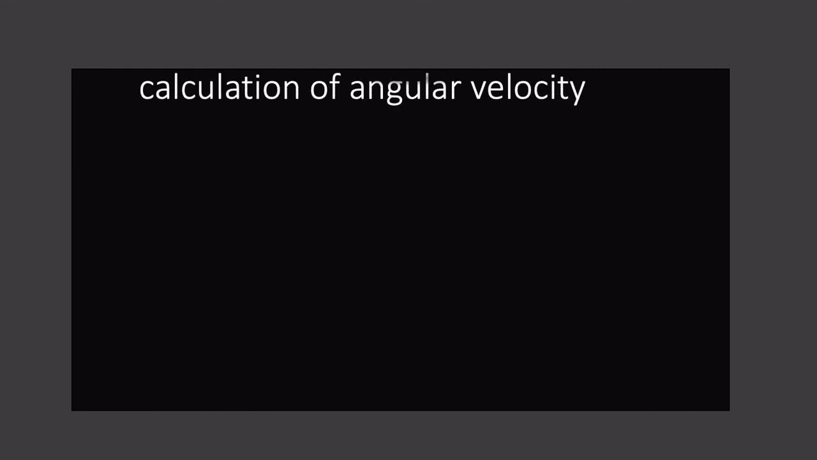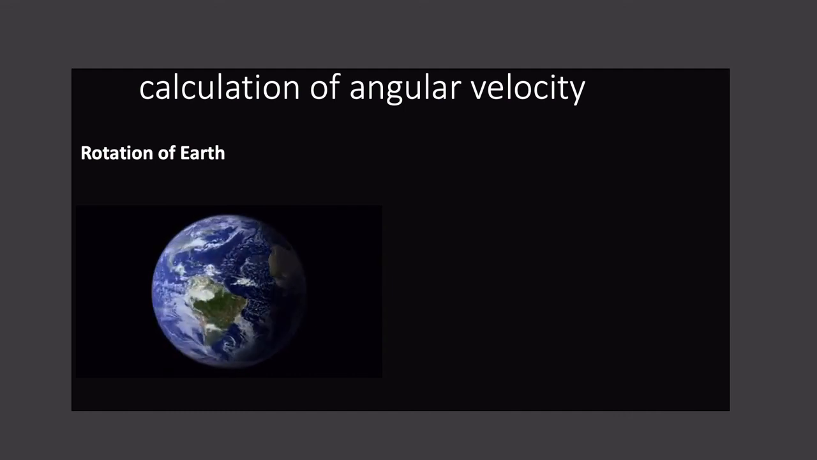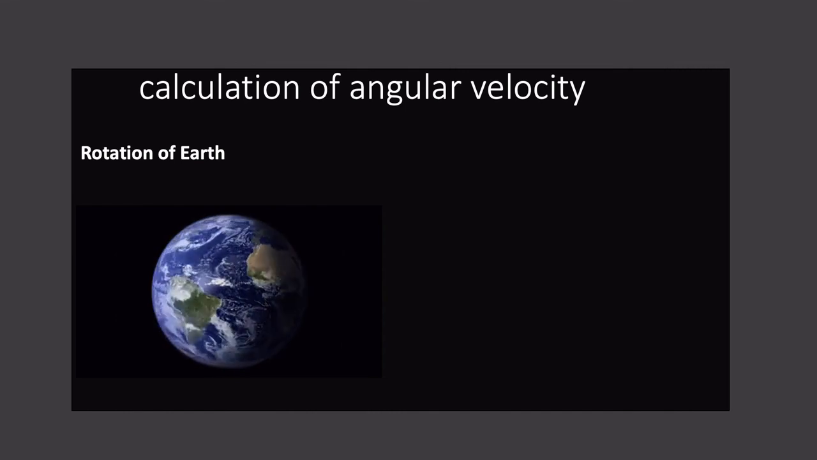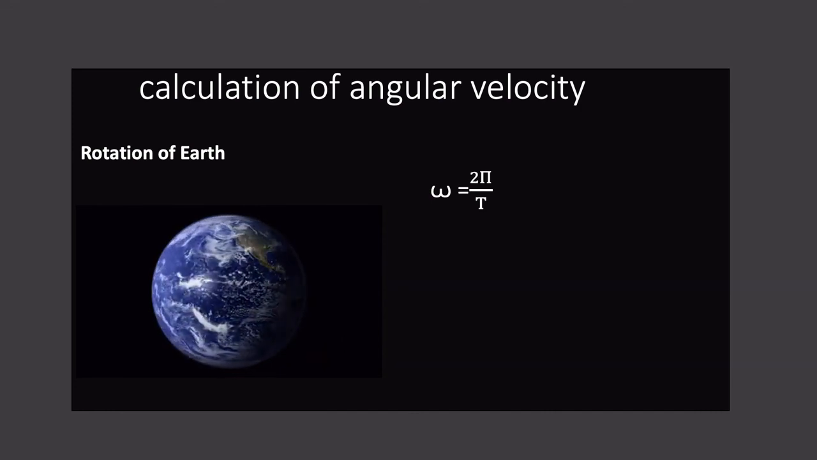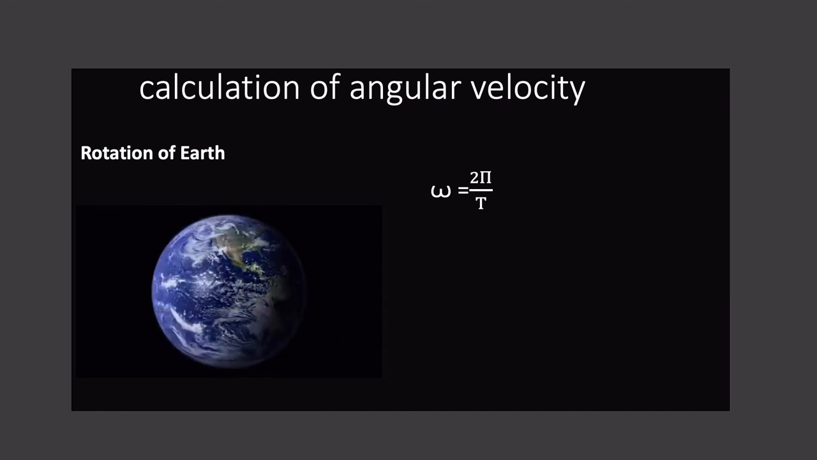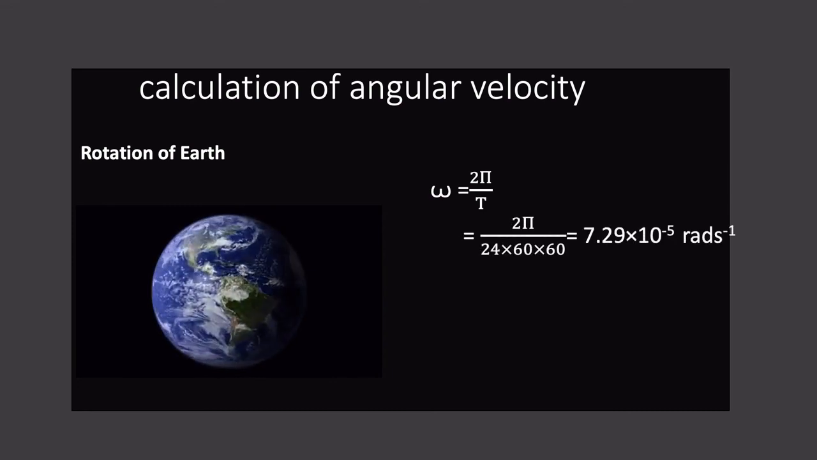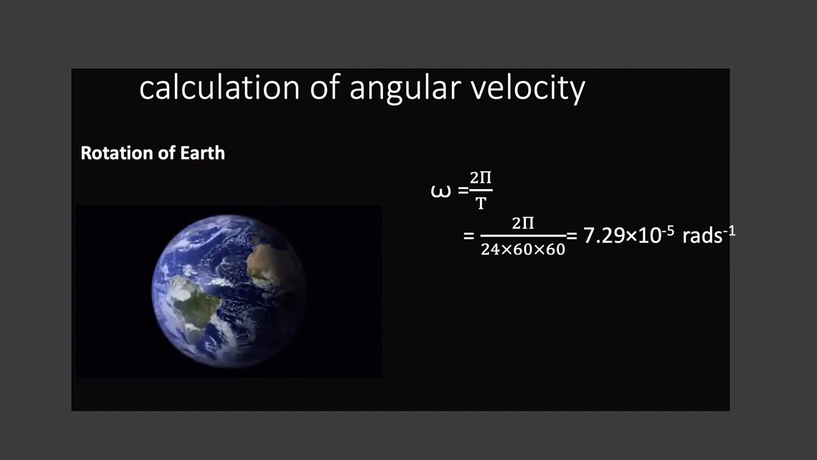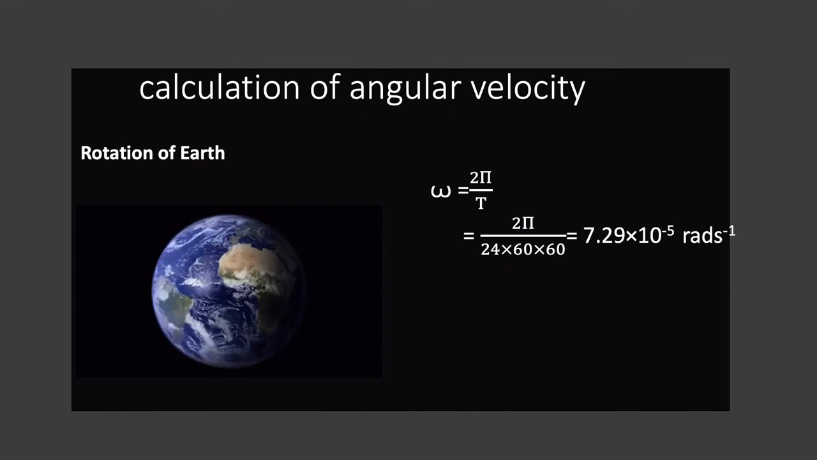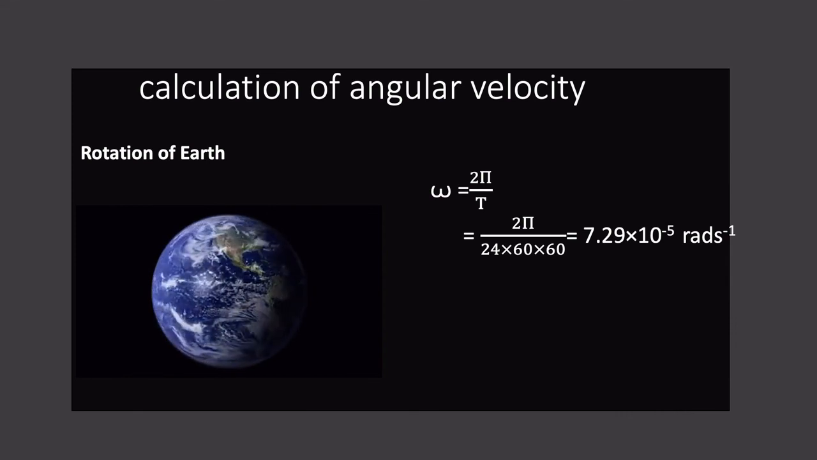Calculation of angular velocity. Rotation of Earth in its own axis. So how will you calculate the angular velocity of rotation of Earth? So use the equation omega is equal to 2 pi over T. The numerator is 2 pi and the denominator is time period and the time taken is 24 hours. Change hours to second. You have to multiply with 60 and with 60. So the answer is 7.29 times 10 to the power of minus 5 radians per second.